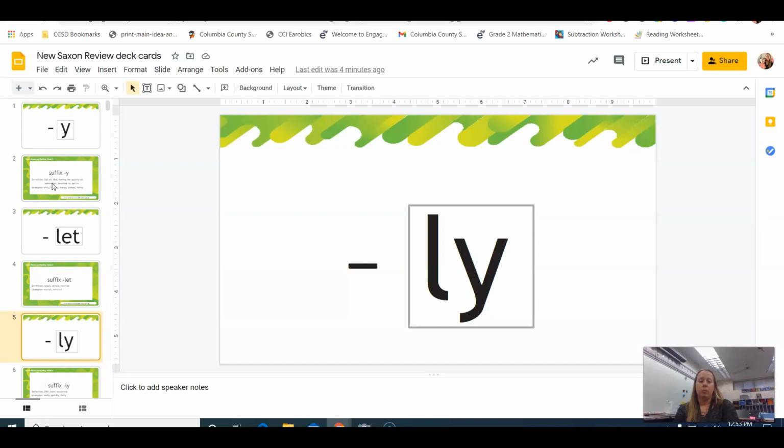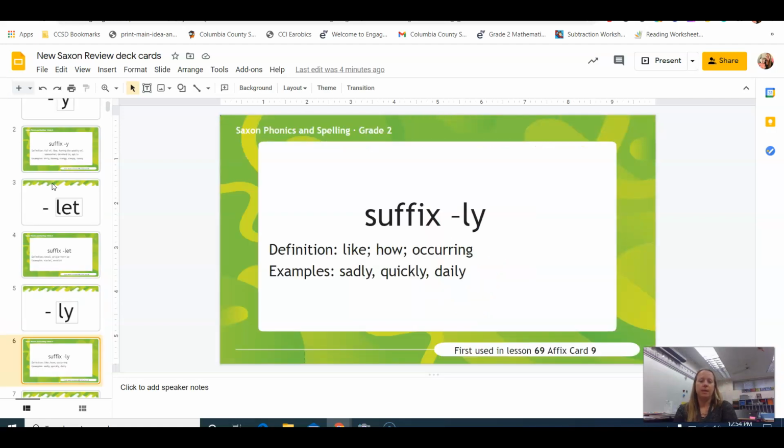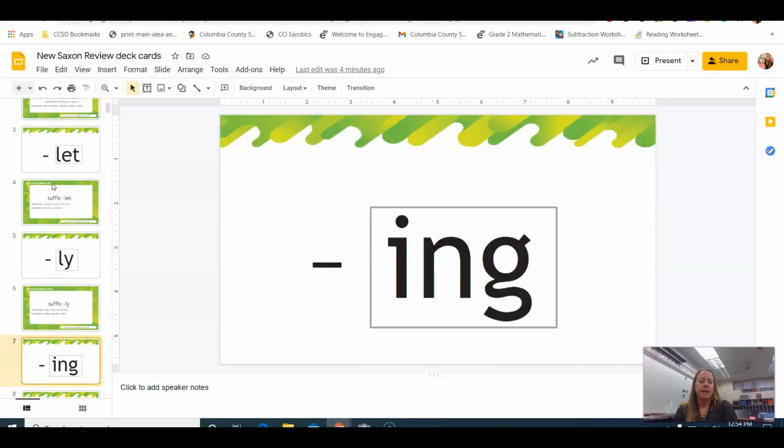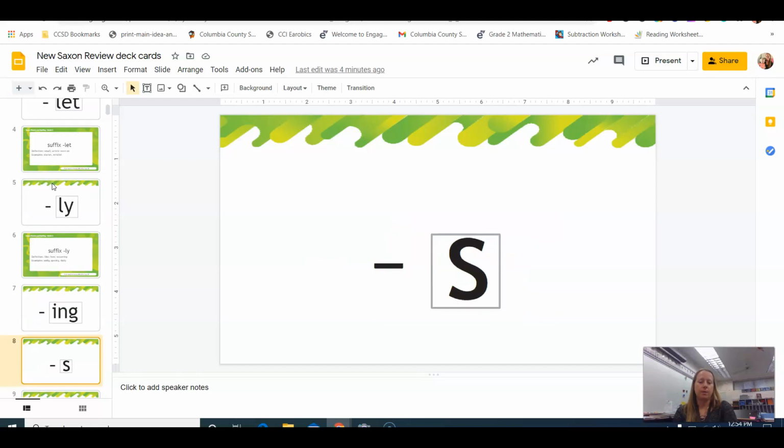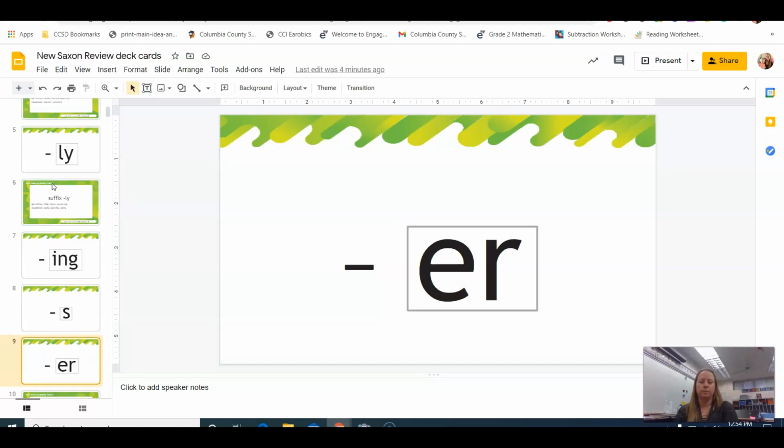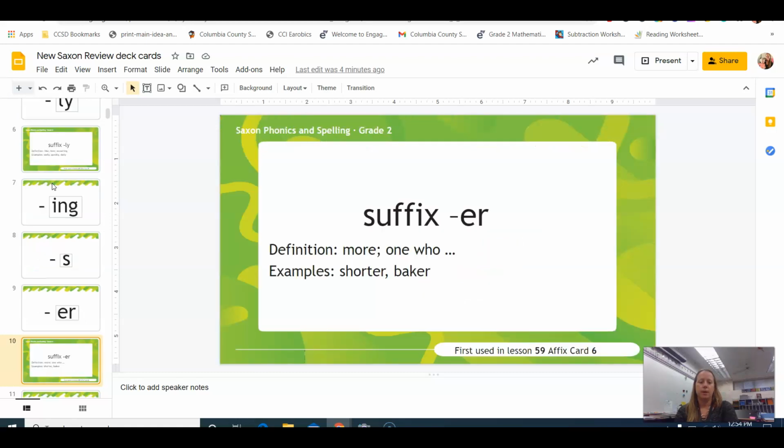Suffix ly means like, how, or occurring, sadly, quickly, daily. Suffix ing means happening now. Suffix s is plural for more than one. Suffix er means more or one who. So you're more short if you're shorter. If you're a baker, you bake bread or cupcakes or something like that.